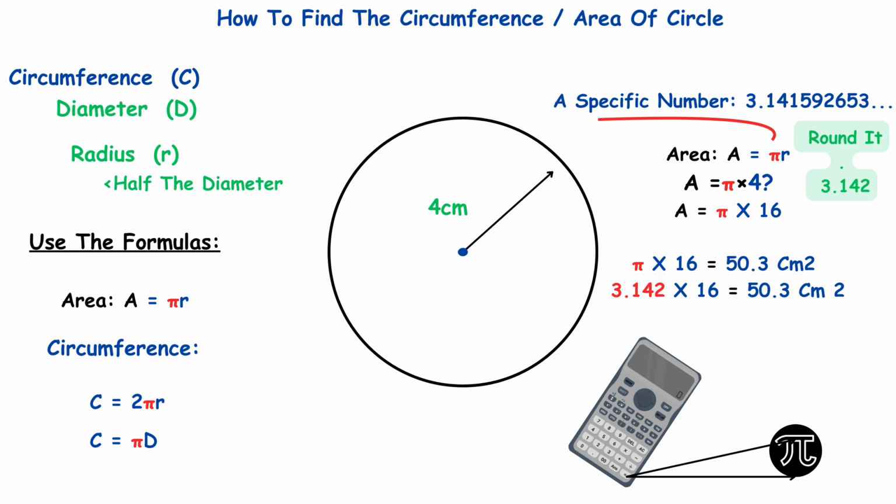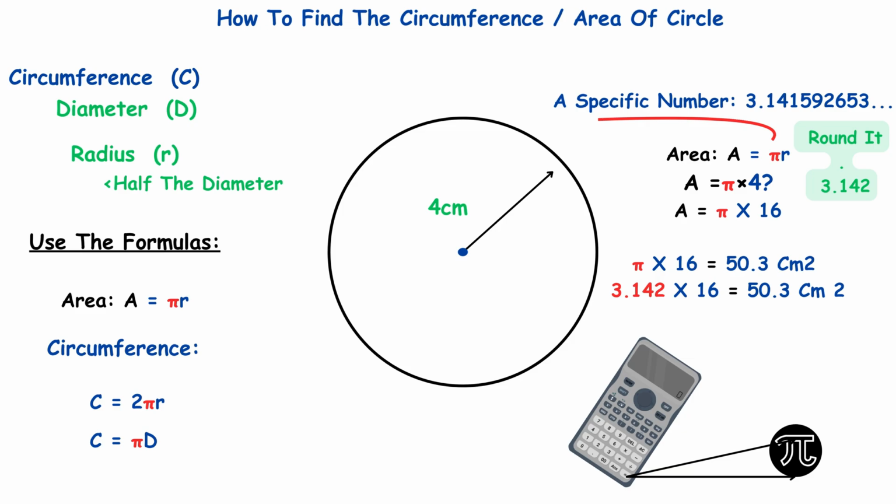In mathematical notation, the circumference is often represented by an uppercase letter C, the diameter by an uppercase letter D, and the radius by a lowercase letter r. Now, when it comes to calculating either the area or the circumference of a circle, all you need to do is apply the appropriate formulas. For the area, the formula is represented as uppercase A equals pi multiplied by r squared. In other words, the area is equal to pi times the radius squared.